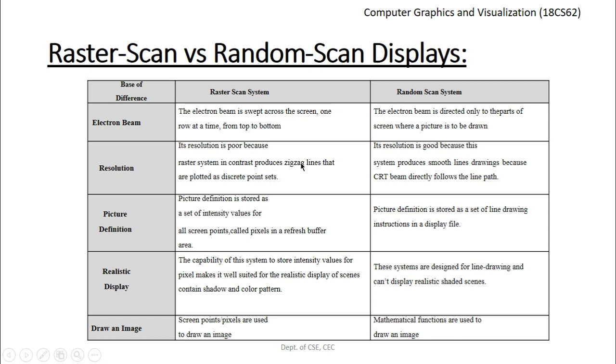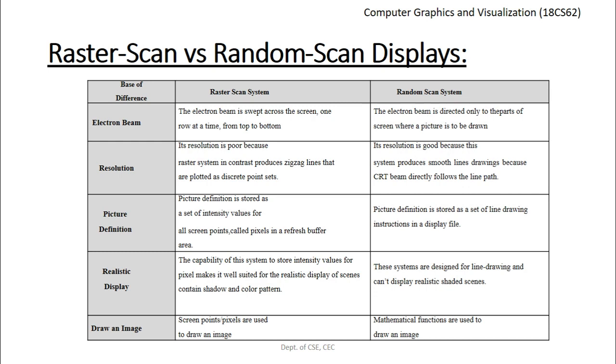When it comes to the resolution, in raster scan system, its resolution is poor because the raster scan system, in contrast, produces zigzag lines that are plotted as discrete point sets, whereas the resolution of random scan display is relatively better because the system produces smooth line drawings because the CRT beam directly follows the line path. So resolution of random scan systems is comparatively better when compared to raster scan systems.